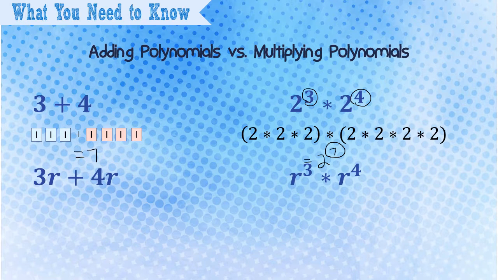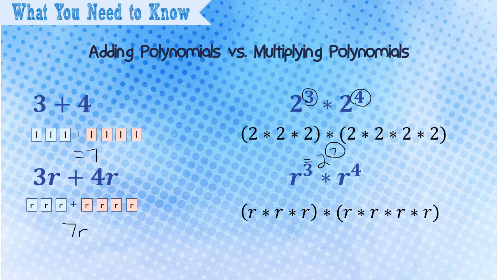So let's look at an example where we have variables involved. When I'm adding 3r plus 4r, I'm literally adding 3 r's, 1r, 2r, 3r's, plus 4 r's. That would give me a total of 7 r's. As opposed to when I'm multiplying my r's, here I have 3 r's times 4 r's. I now have a total of 7 r's, so I can write that as r to the 7th. Again, we've taken our two exponents and we've simply added them together.